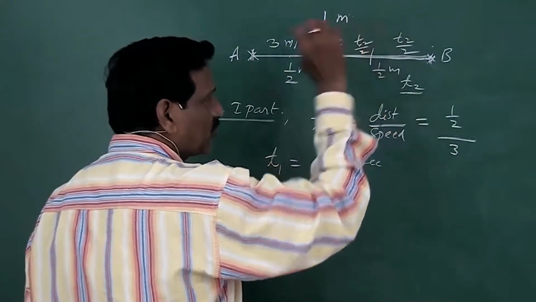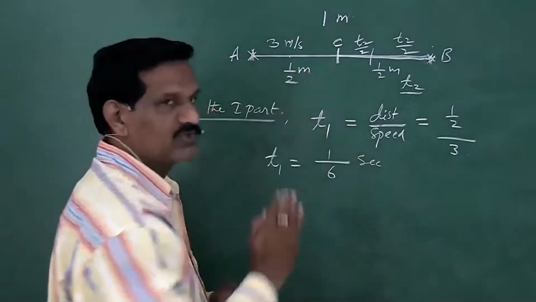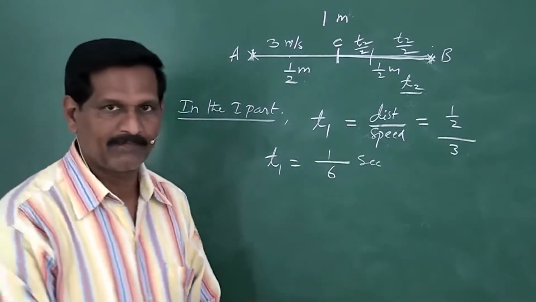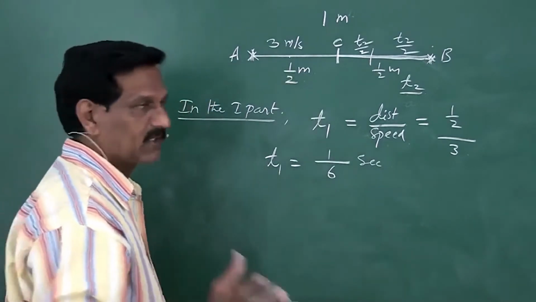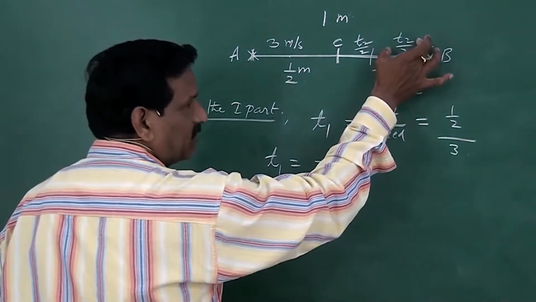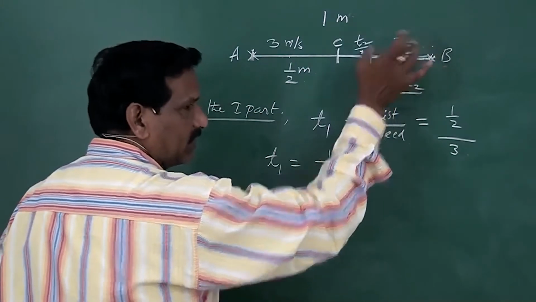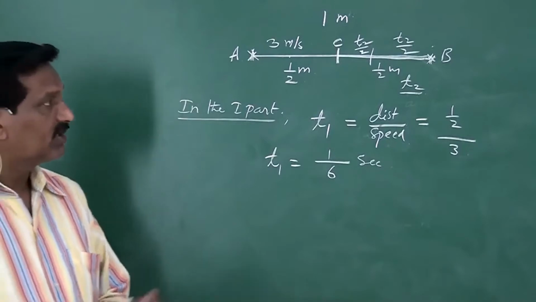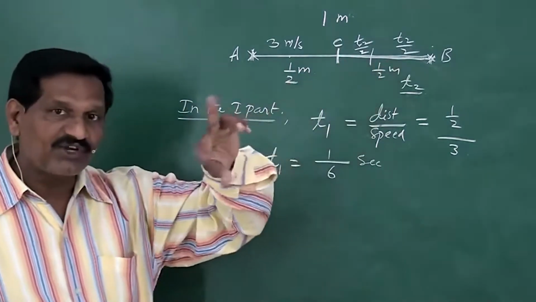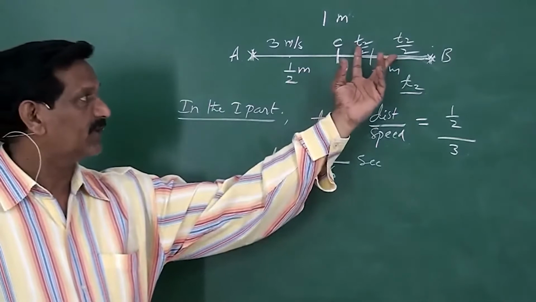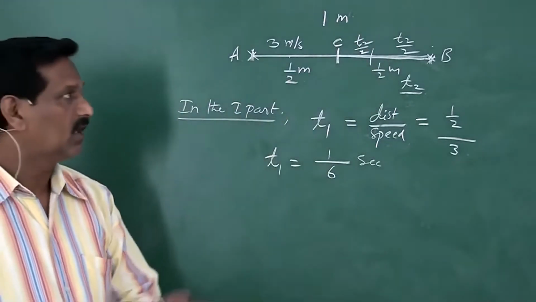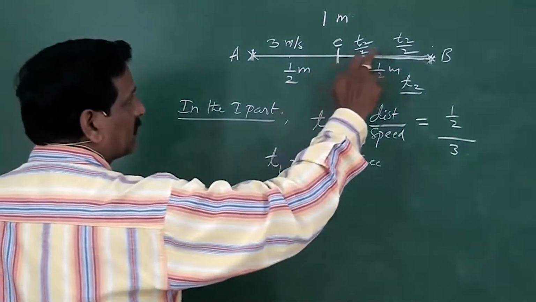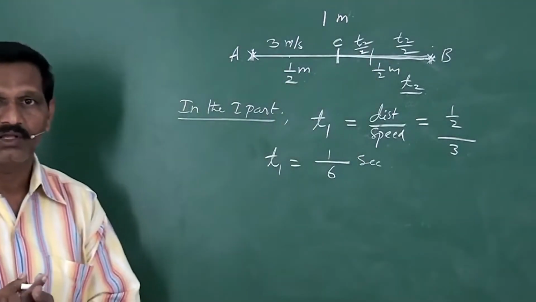So in this T2 by 2 time interval, the car moves with a speed of 4.5 meter per second, and in the second half time interval, it covers with a speed of 7.5 meter per second. So here, equal time intervals, different speeds. Hence, we have to calculate the distances.